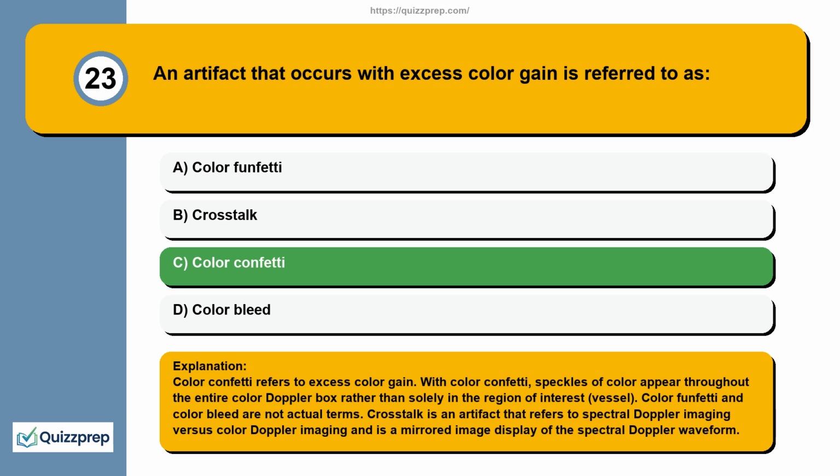Color confetti refers to excess color gain. With color confetti, speckles of color appear throughout the entire color Doppler box rather than solely in the region of interest, vessel. Color funfetti and color bleed are not actual terms. Crosstalk is an artifact that refers to spectral Doppler imaging versus color Doppler imaging and is a mirrored image display of the spectral Doppler waveform.